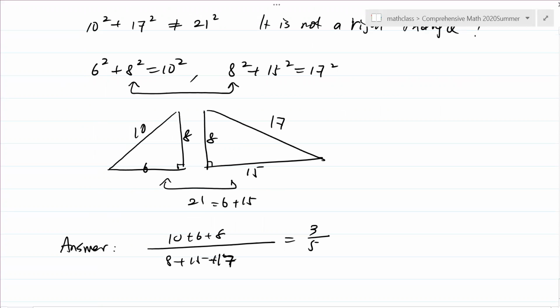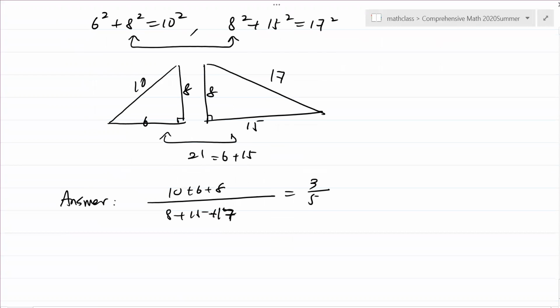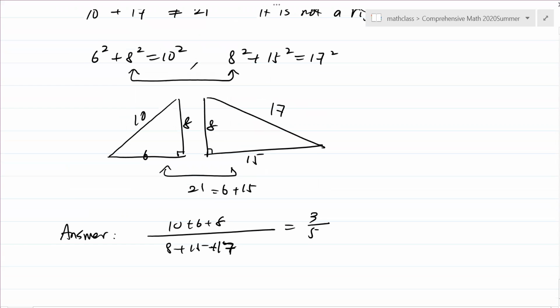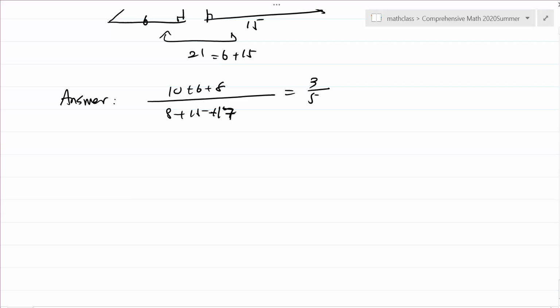So if you're familiar with many special right triangles with side lengths being integers, then you can solve the problem. But if you don't know this, how can I solve the problem? If you don't know, there are still a couple of ways to do this.